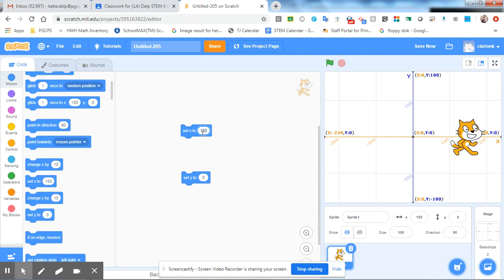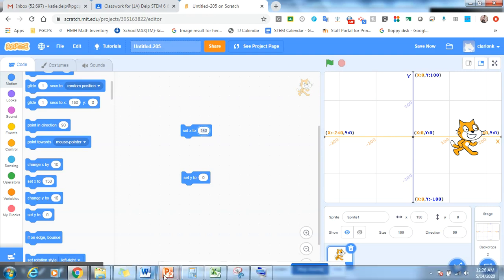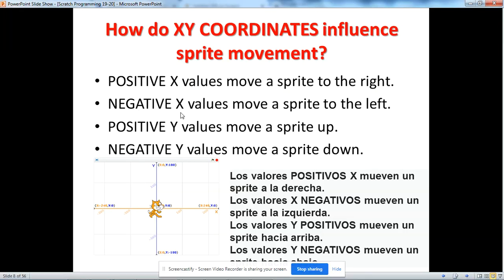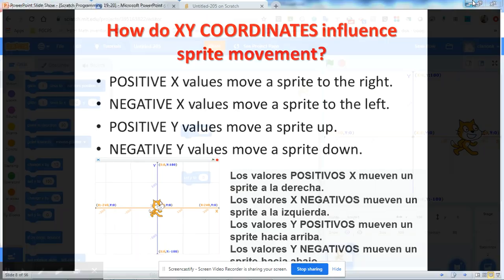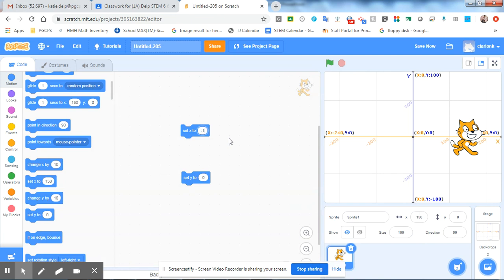Let's experiment and see, because remember the rule is negative X values move a sprite to the left. So let's test this out. Let's make it negative 150. Let's click on the block and see what Scratchcat does. You'll see he moves to the left half of the stage, right? So the exact center is your origin, 0, 0, just like in math class. And if you want a sprite to move to the right, you've got to give it a positive X value. If you want it to move to the left, you've got to give it a negative X value, okay?